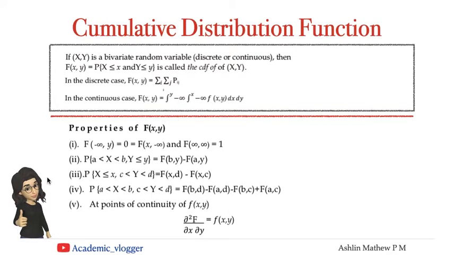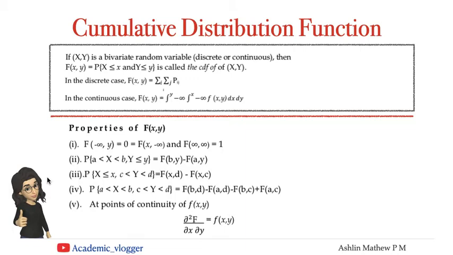Some of the properties of the cumulative distribution function are given here. That is, F(minus infinity, y) or F(x, minus infinity) is equal to 0. That means if any of the random variables takes the value minus infinity, then this cumulative distribution function is 0, and F(infinity, infinity) is 1. Also, the probability of a less than or equal to X less than or equal to b, and Y less than or equal to y, is equal to F(b, y) minus F(a, y). And some other properties are also given here.